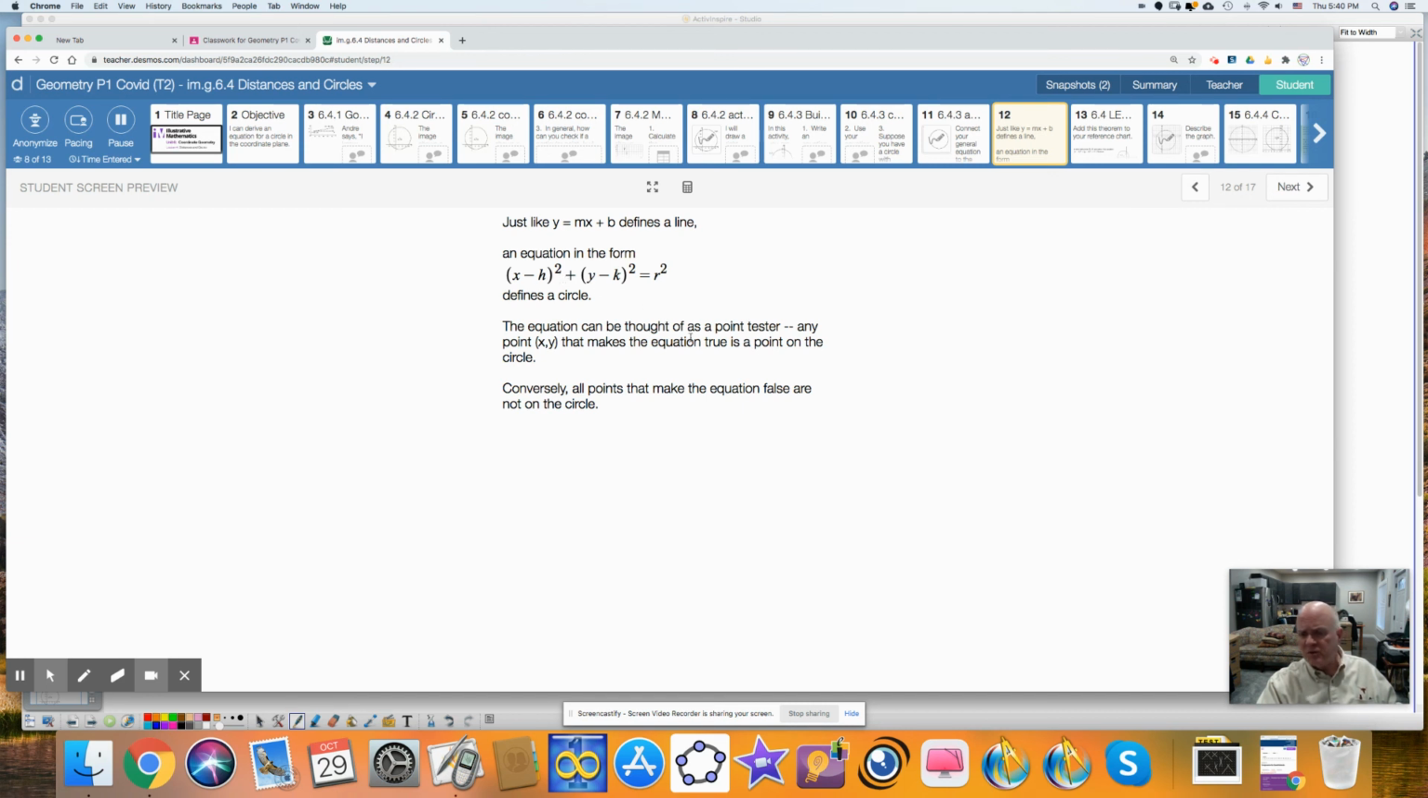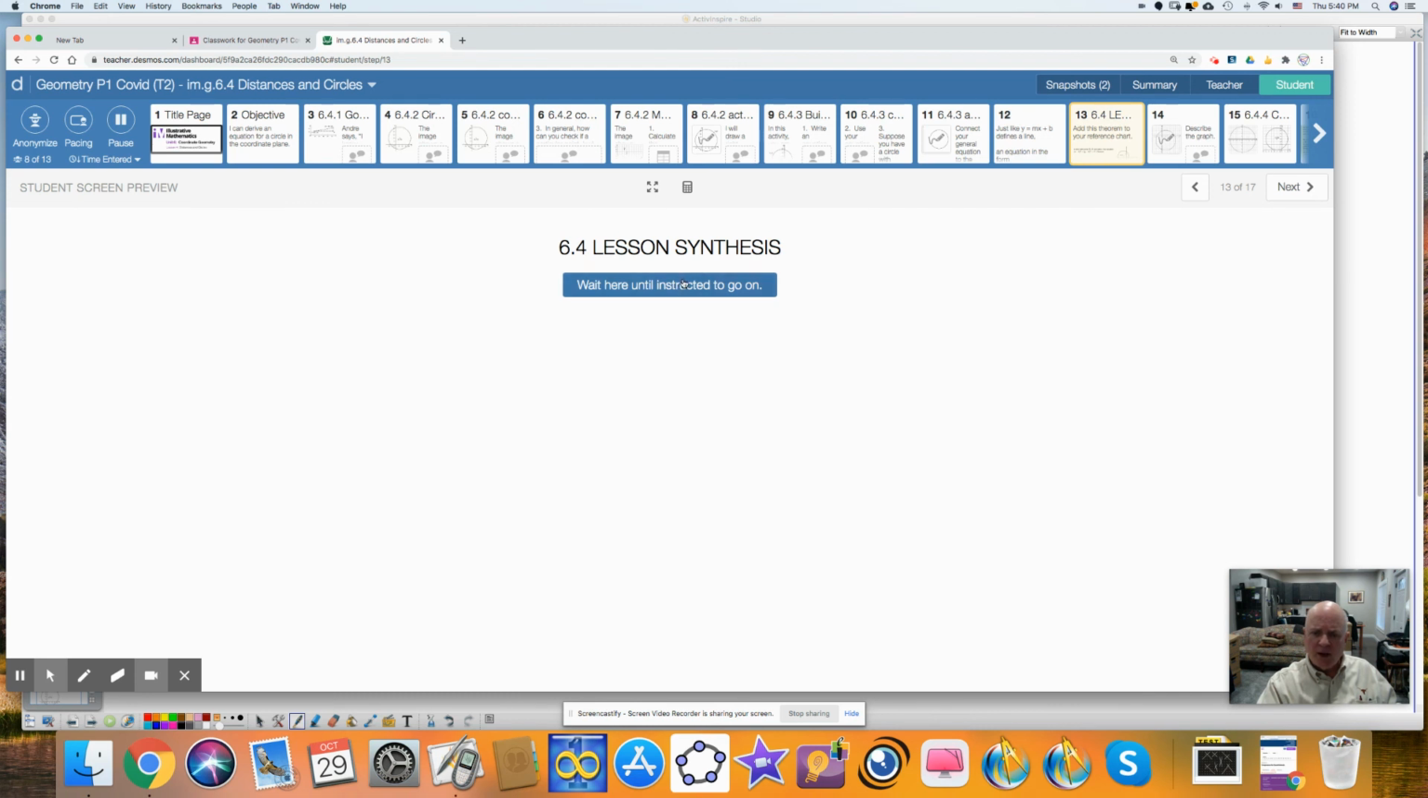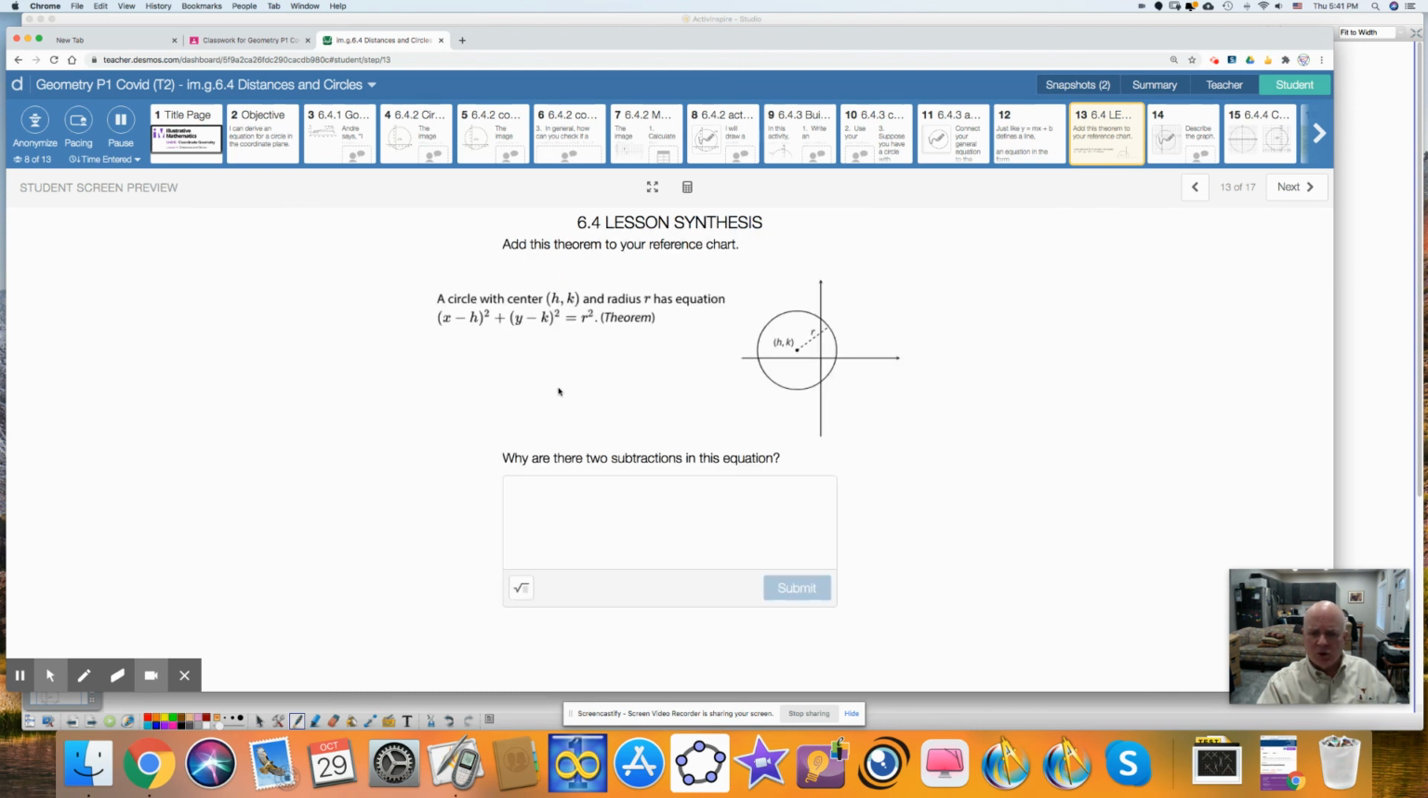And the equation could be thought of as a point tester. If you have the radius and the center (h, k), you have a point that has coordinates x and y, you could plug them in here. If it works, it's true, then it's on the circle. And conversely, if it's not true, then it's not on the circle. So you want to add this definition to this theorem to your reference chart. The circle with center (h, k) and the radius r has the equation x minus h squared plus y minus k squared is equal to r squared.